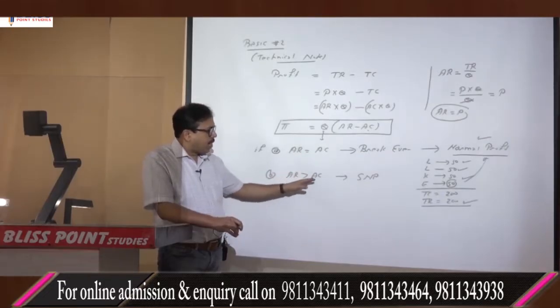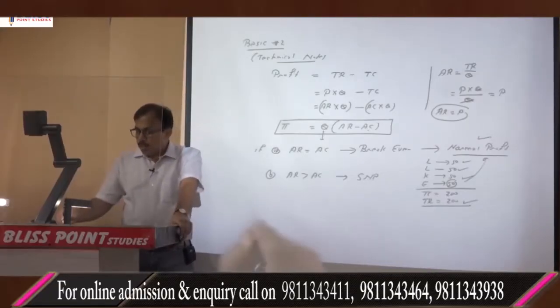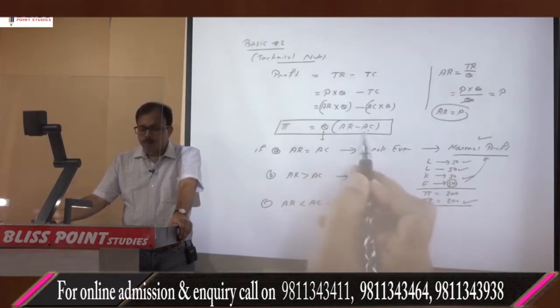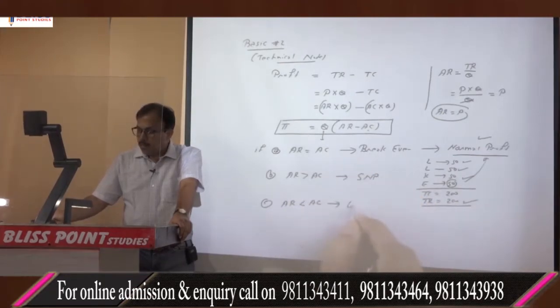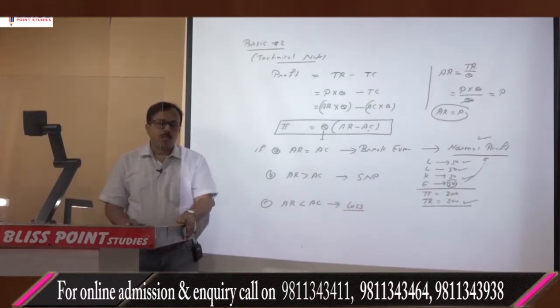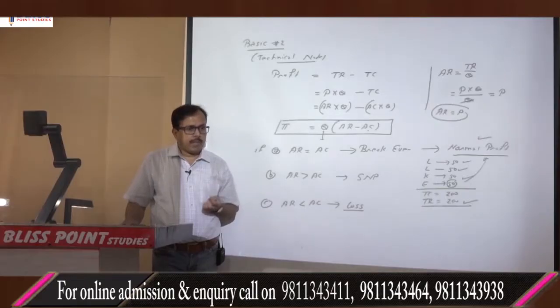If AR is greater than AC, there will be excess profit or supernormal profit. The third case is critical: when AR is less than AC, this number will be negative. Negative profit means loss.